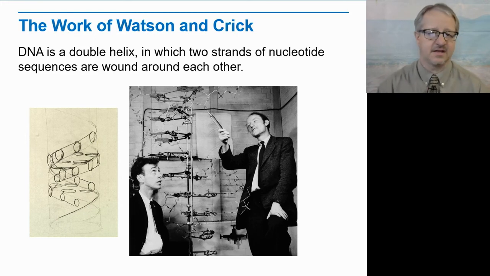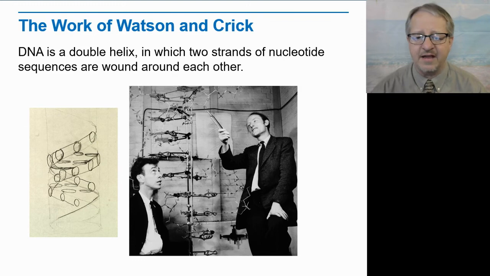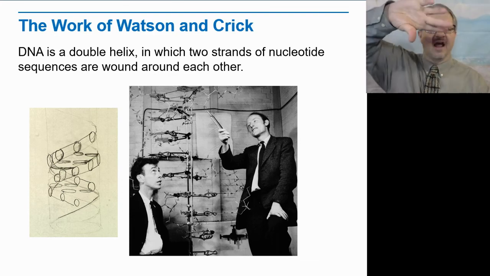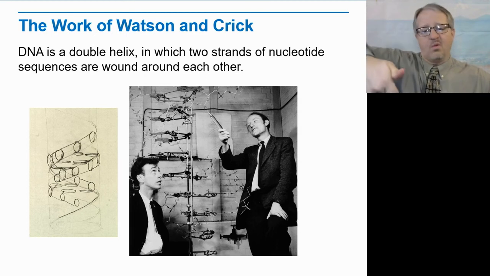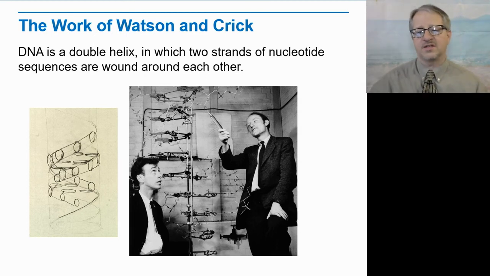Now, let me ask you this. If a twisted ladder is used as a model of DNA, which parts of the DNA molecule correspond to the sides of the ladder? So imagine a ladder and then you twist it. What would it look like? And what parts of the ladder would be the parts that correspond to the sides of the ladder?